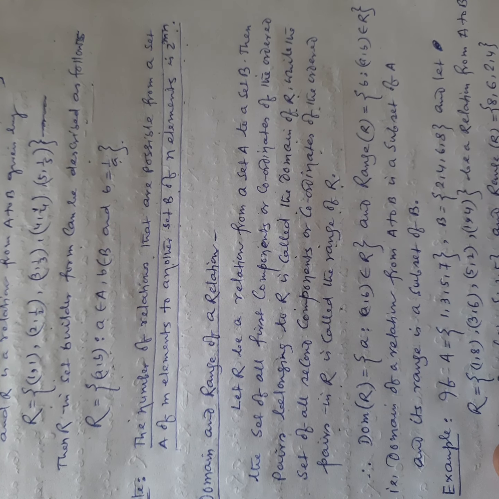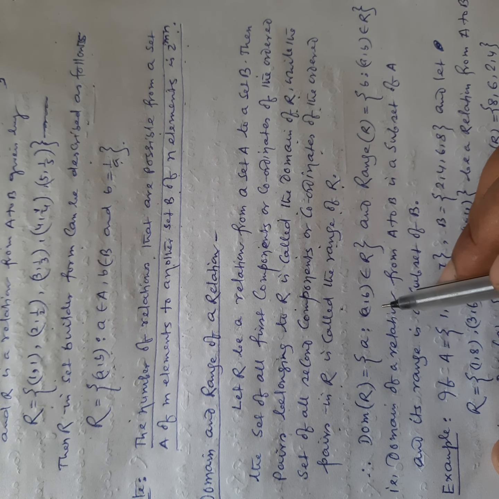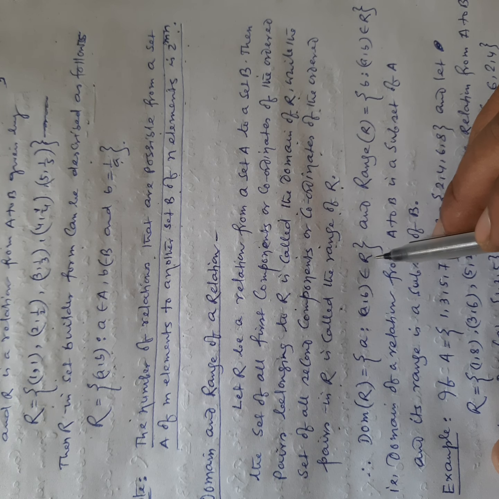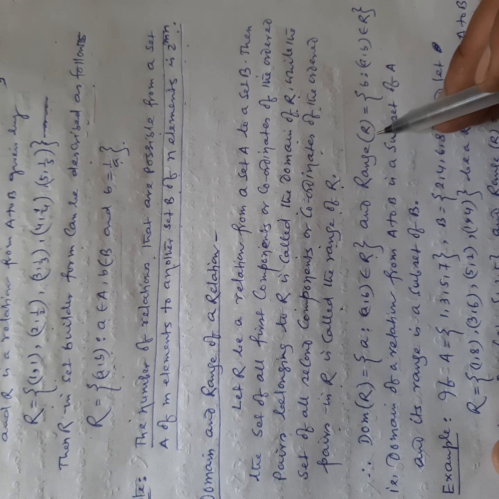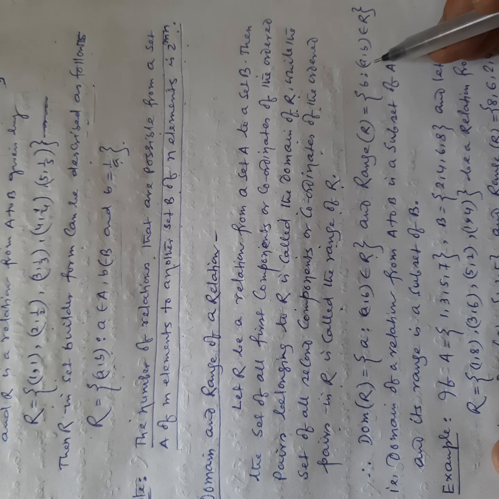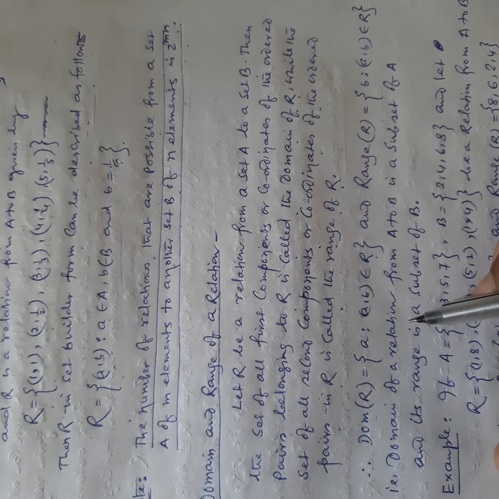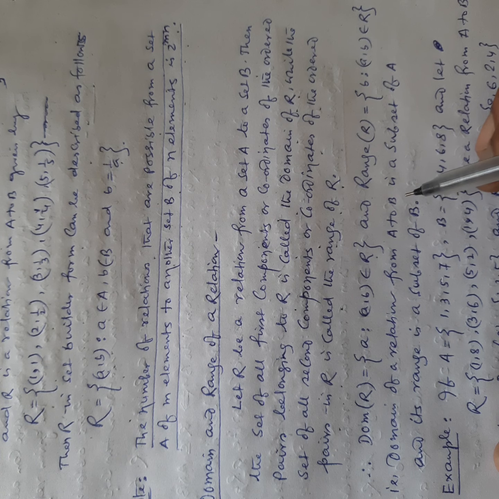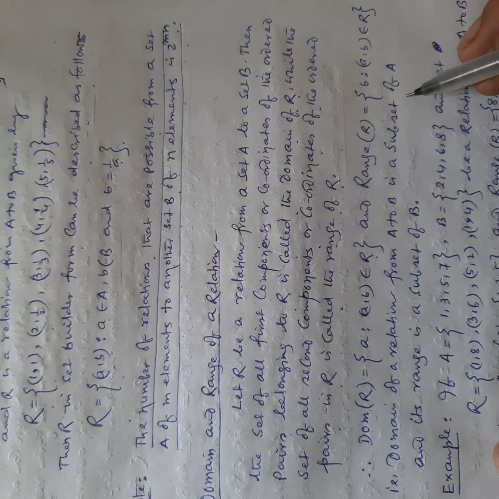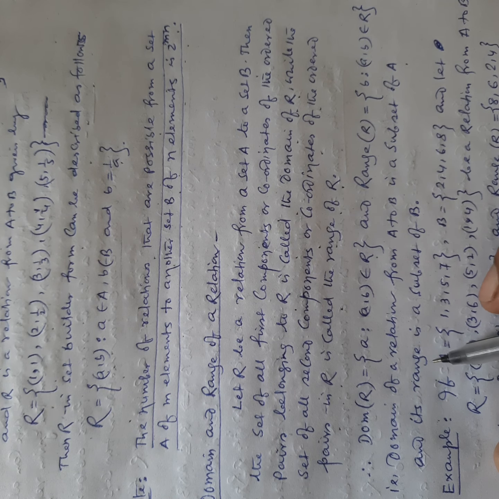Therefore, domain of R equals {a such that (a, b) belongs to R}, and range of R equals {b such that (a, b) belongs to R}. That is, the domain of a relation from the set A to the set B is a subset of A, and its range is a subset of B.